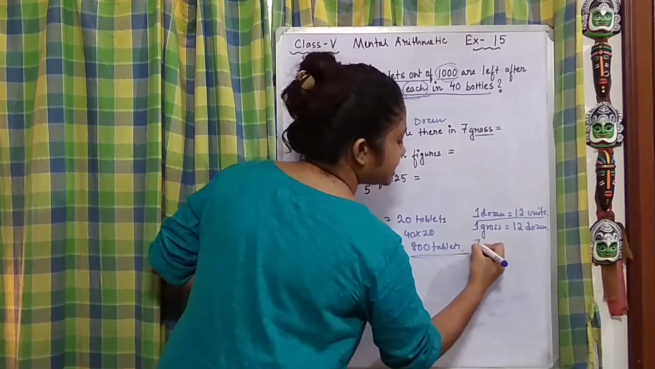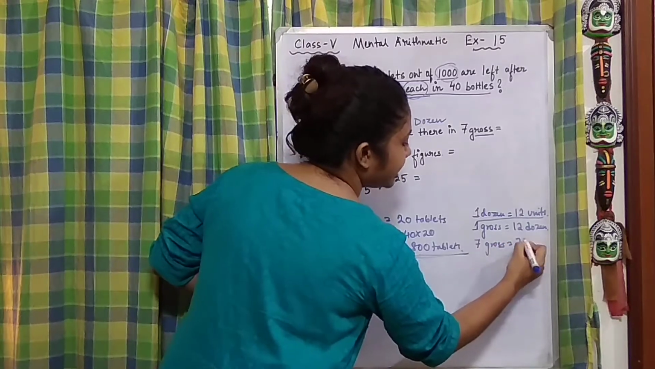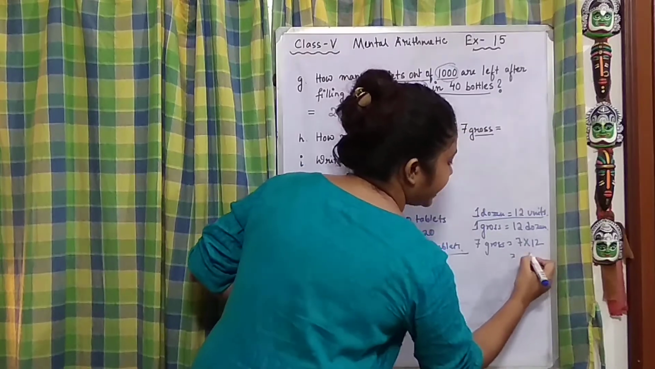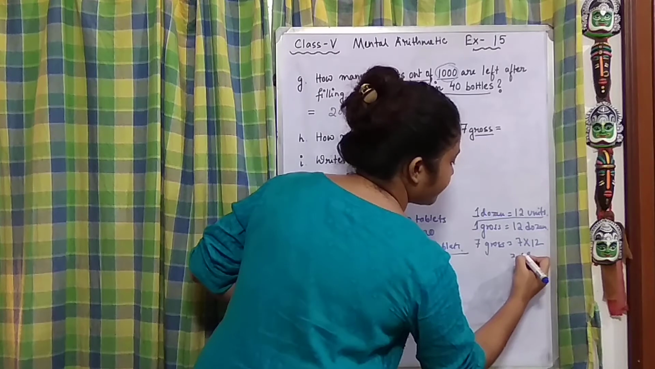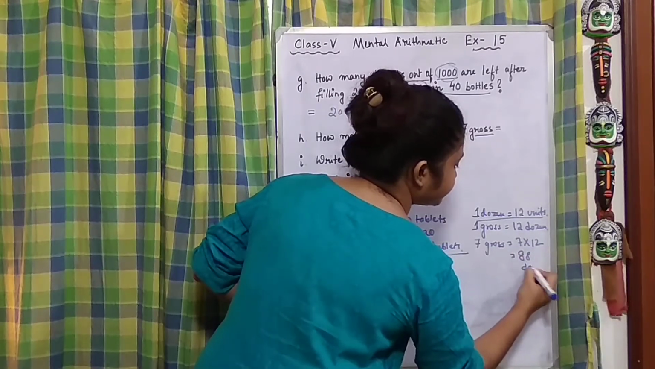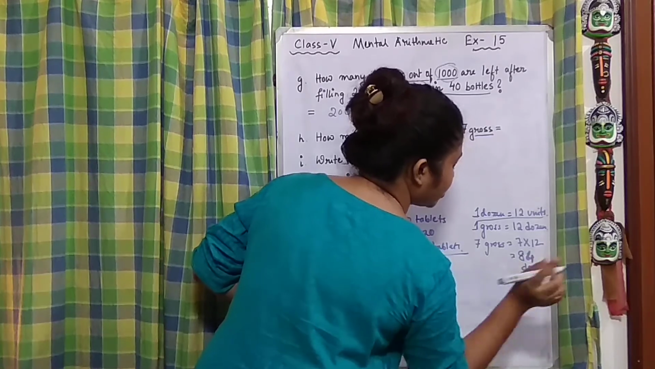That means 7 gross is equal to 7 into 12 dozen. So, 7 twos are 14 and 7 ones are 7, that is 84. So 84 dozen.